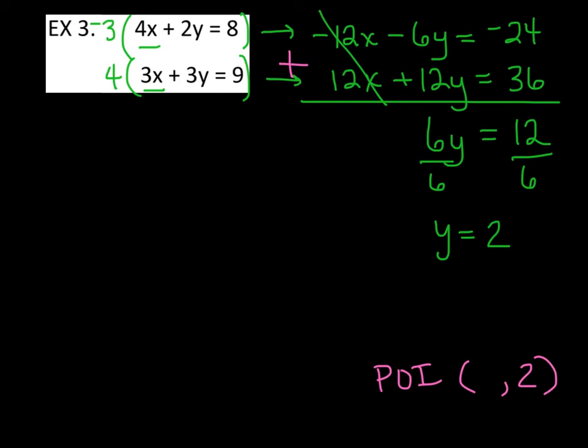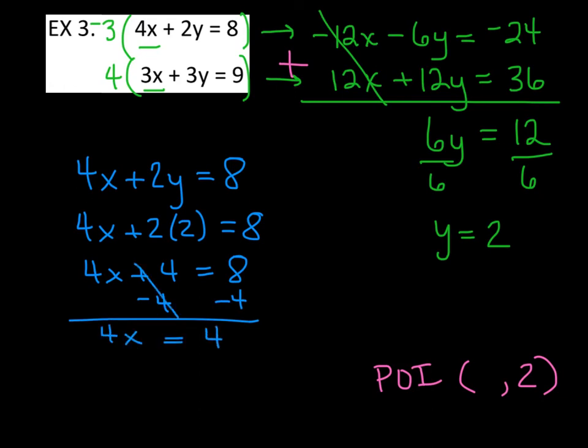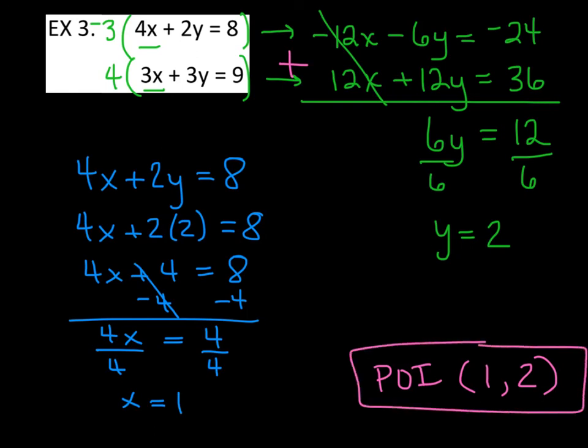So now I'm going to go ahead and substitute the 2 in for y in either of my equations. So again, I usually just grab the top equation and I go ahead and plug it in. So 4x plus 2 times 2 is equal to 8. 4x plus 4 is equal to 8. Subtract 4 from both sides. 4x is equal to 4. 8 minus 4 is 4. Divide by 4, and we get x is equal to 1. So our final answer here, our point of intersection, is 1, 2.